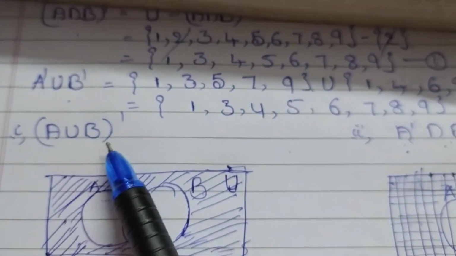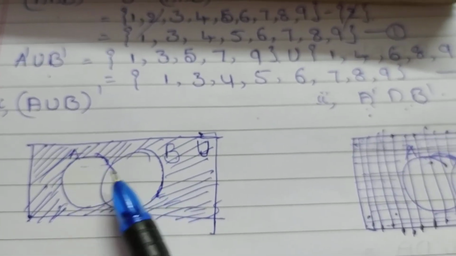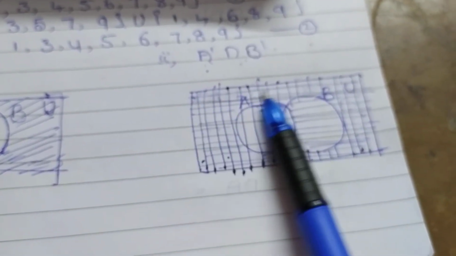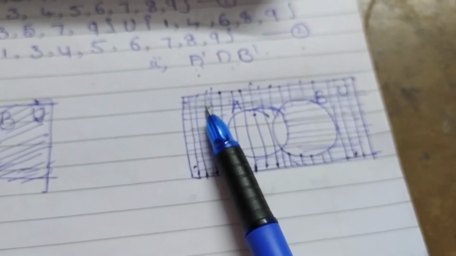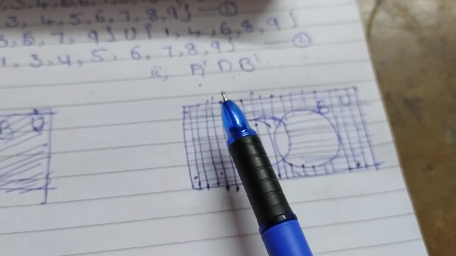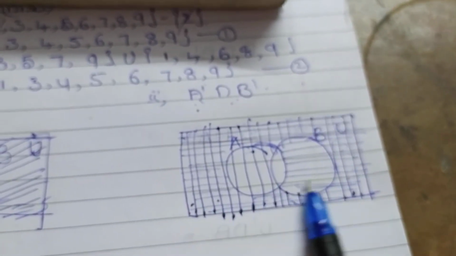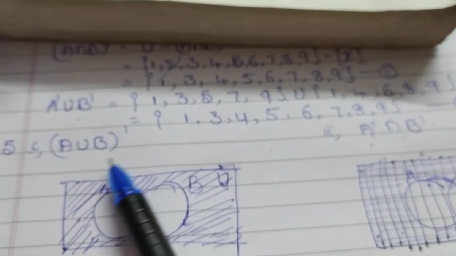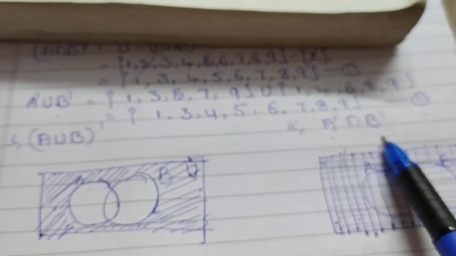Now see here, A union B whole complement, you got the region outside of A and B. In the same way here, A complement intersection B complement, you also got the shaded part, that is outside of both A and B. Here the shaded part contains both the lines. So intersection means the part in which both the sets contain the common element. So this is that part, and here also the same part. De Morgan's law is verified by this: A union B whole complement equals A complement intersection B complement.